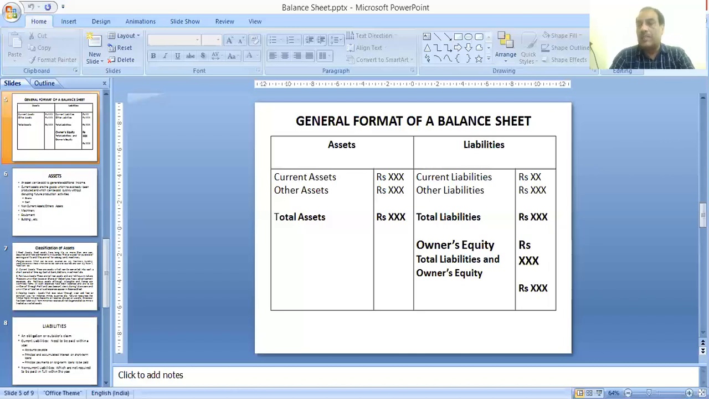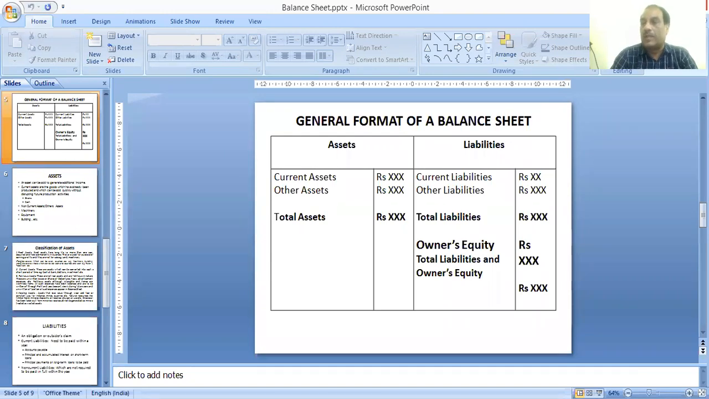And total liabilities and total owner's equity is equal to what? Please remember the last formula. What was there? Owner's equity is equal to assets minus liabilities. So what is left? If we add the liabilities to the owner's equity, what remains is the total assets.